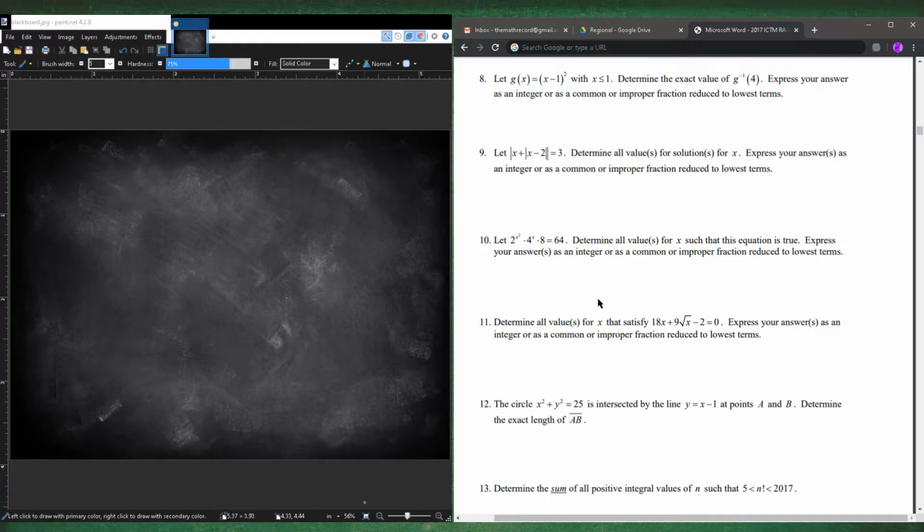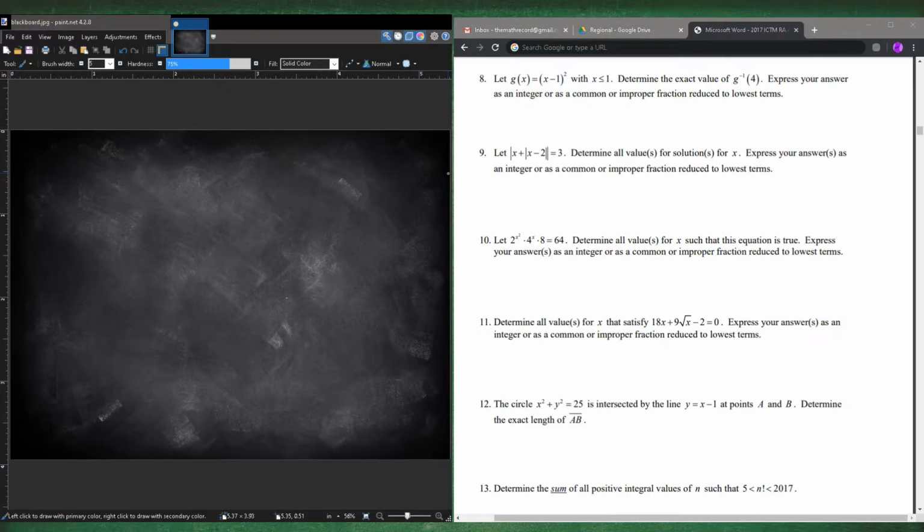Number 10: 2 to the power of x squared times 4 to the power of x times 8 is equal to 64. Determine the value for x such that the equation is true. Okay, if I ever see exponents multiplying each other, I put them in the same base. So 2 is the smallest: 2 to the x squared, times 4 is 2 to the power 2, so 2 to the power 2x, times 8, which is 2 to the power 3, and 64 is 2 to the power of 6.